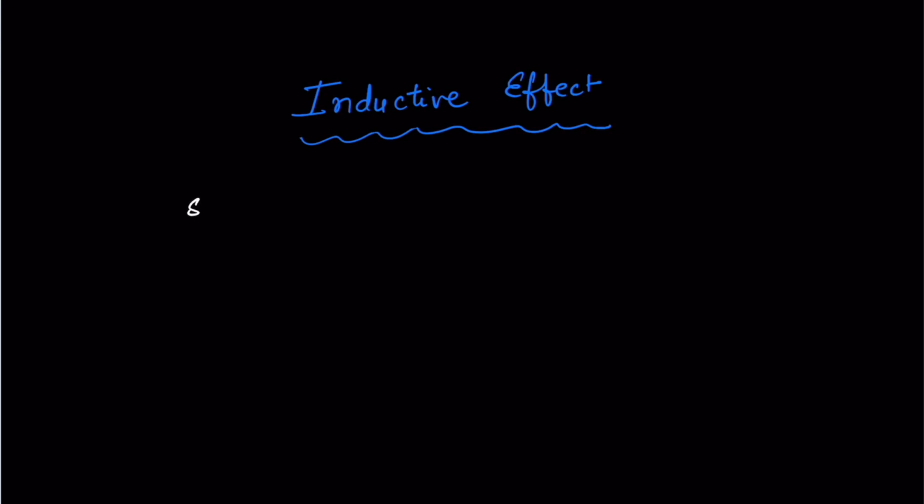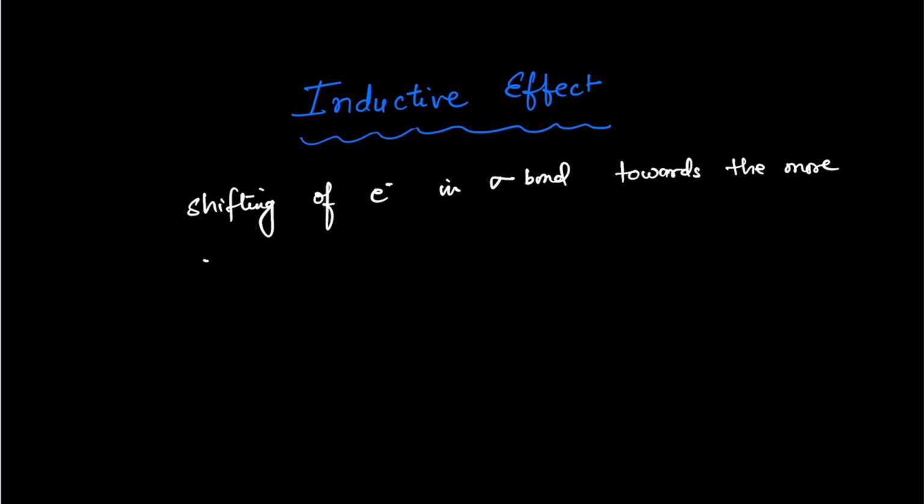Inductive effect is the shifting of electrons in sigma bond towards the more electronegative atom. It has a shifting of electrons. Now this shifting does not mean the bond is breaking. The electrons are moving only partially. Where are they going? They are moving towards the more electronegative atom.